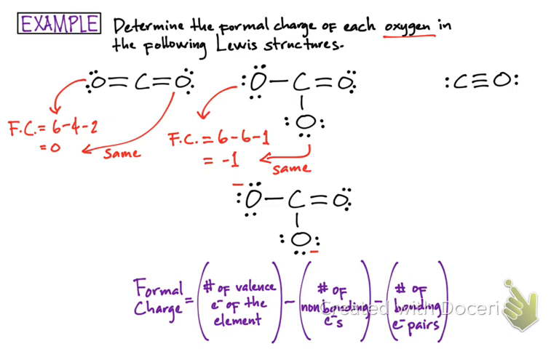The structure on the right is carbon monoxide. The oxygen has a positive formal charge as shown. Oxygen has 6 valence electrons, minus 2 non-bonding electrons, minus 3 bonding electron pairs, which equates to +1. So this oxygen has a formal charge of +1.